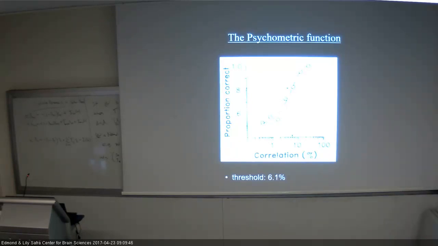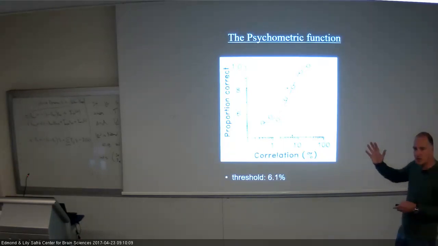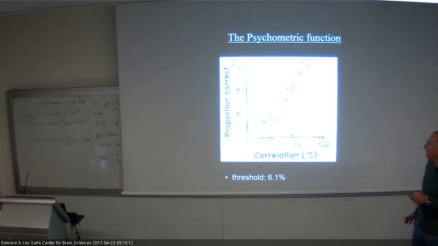And of course, as is always the case, you have some sort of a psychometric curve, which is a sigmoid, and you can fit it with a sigmoid function and extract a threshold, which is at 82% correct. Never mind why, it's not that important here. And you get a value here. So in this case, the threshold is 6% correlation, meaning at 6% correlation, the monkey performed the task at 82%.